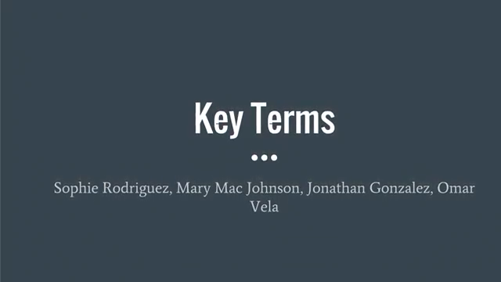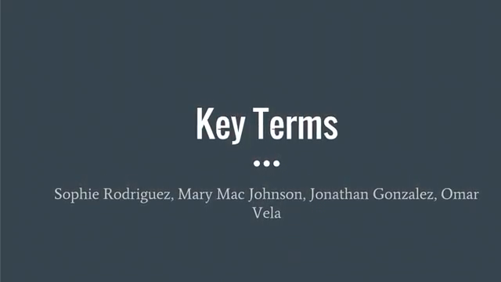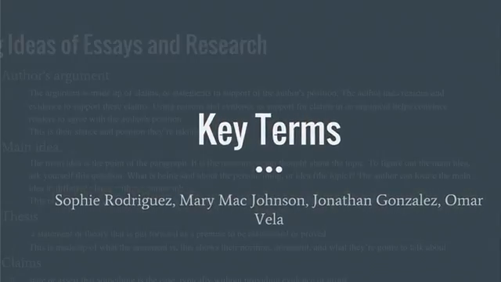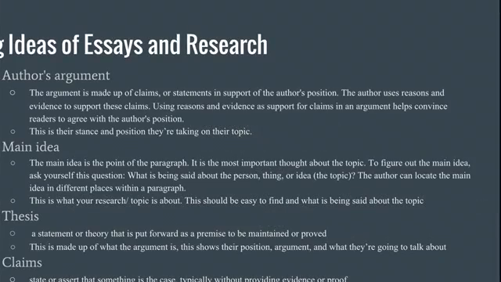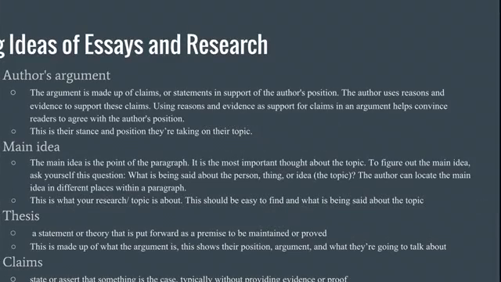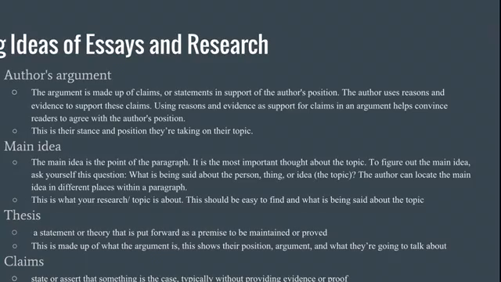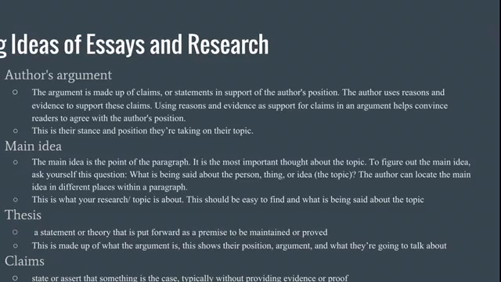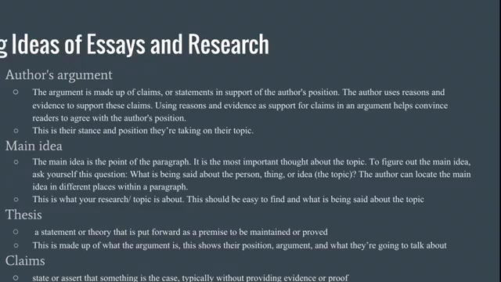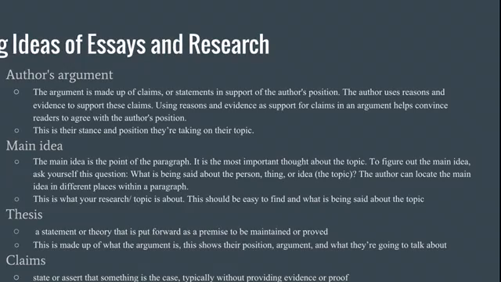In this slideshow, we will walk you through key terms, which are basically elements of an essay. Big ideas of essays and research. The author's argument is basically made up of claims or statements to support the author's position. This is basically their stance and the position they're taking on the topic. It helps convince readers to agree with the author's position.